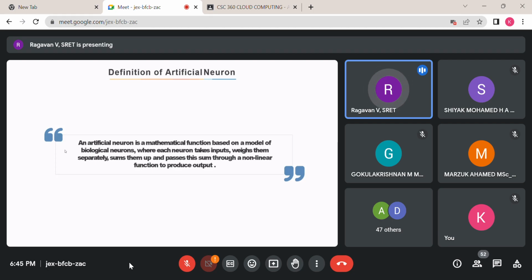Any doubts, guys? Any doubts on artificial neuron? So as of now, what we discussed in neural network, there are 3 types of layers: input layer, hidden layer, output layer. The neural network is inspired by the biological neuron, the human biological neuron. The comparison of biological neuron and artificial neuron we discussed.